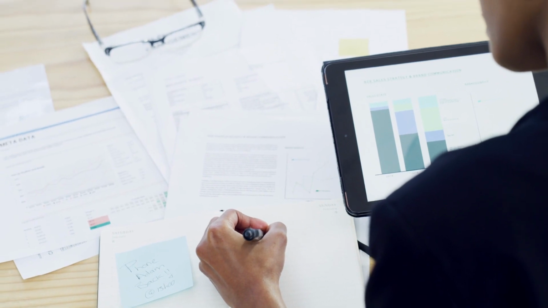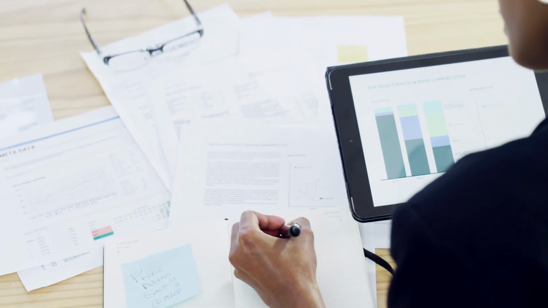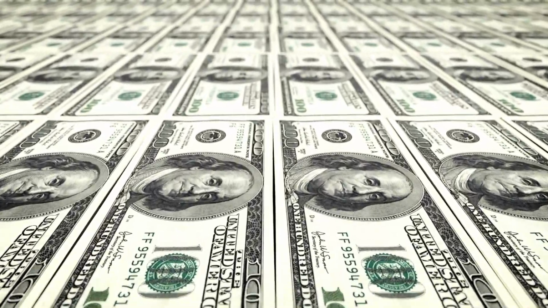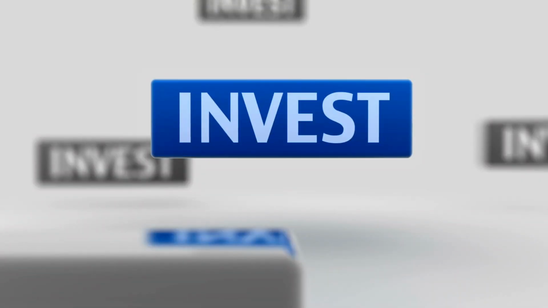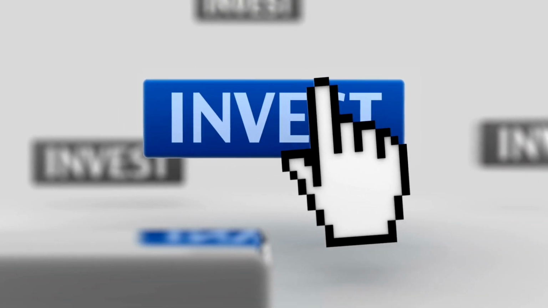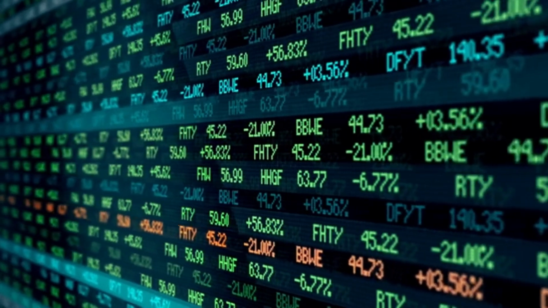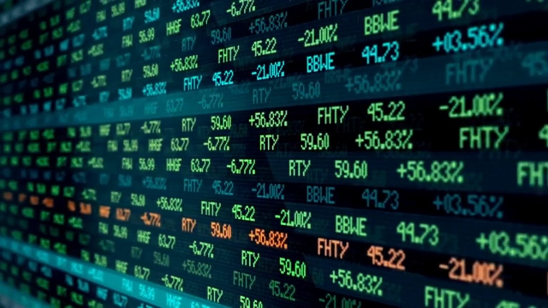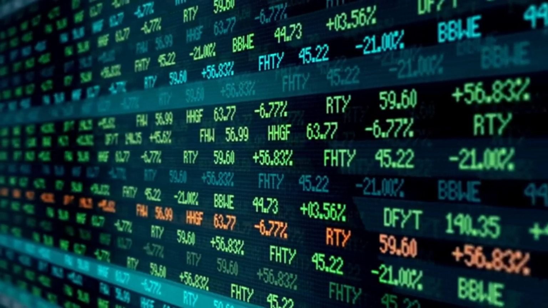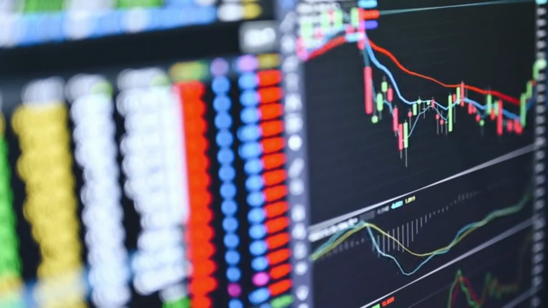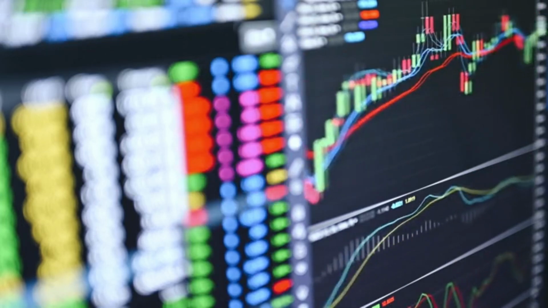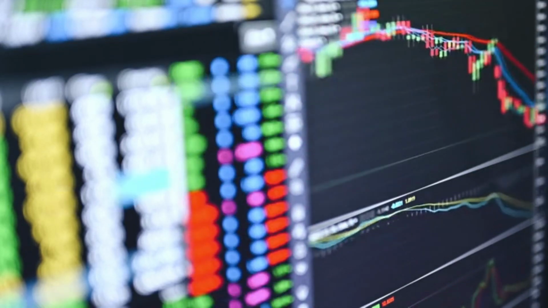Welcome to our deep dive into the world of asset allocation, a crucial strategy for managing a substantial $100 million portfolio. Understanding how to effectively distribute your investments across various asset classes is not just a skill but a necessity for preserving and increasing wealth.